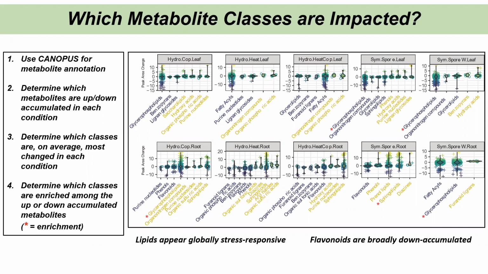The other thing that we thought was a little unexpected, sort of interesting, is that whenever flavonoids showed up as a really perturbed class, they were depleted. So here in copper roots, heat roots, roots of the combined heat copper stress, and also symbiosis roots, flavonoids were depleted in these different conditions. We're not really sure what this means, but it was antithetical to their role as an antioxidant, particularly under UV stress.